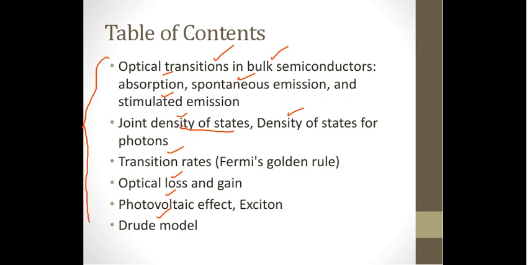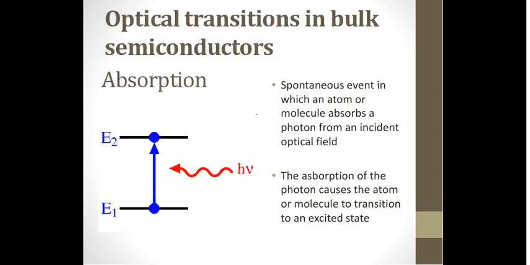Now, let us see the first one: optical transitions in bulk semiconductors. The first one is absorption, which is just similar to that of the laser, but there we discussed atomic transitions. Here it is electronic transition, because we are discussing electron movement from one energy level to another energy level. Atomic transitions in the case of laser.